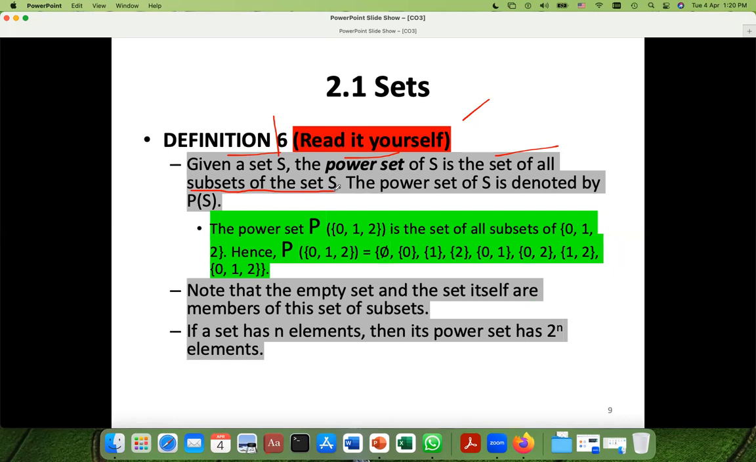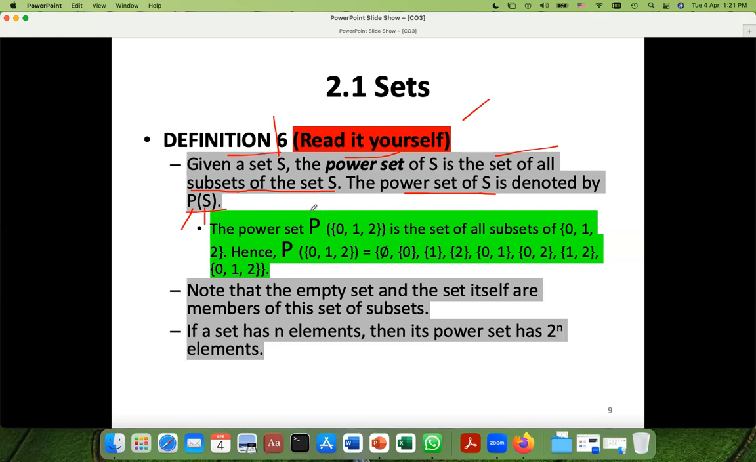So you have a set S with some elements, and then you will calculate all its possible subsets. All its possible subsets, and you will keep all those subsets in another set as an answer. So this collection of subsets is now called the power set of that given set. For example, you can represent the power set of S with this P, okay? P and then the name for the set.